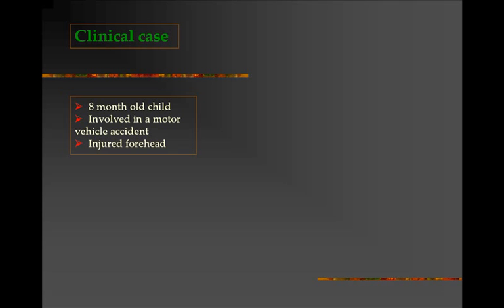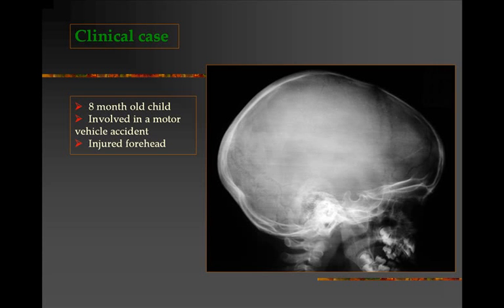Our next case is of an 8-month-old child who was involved in a motor vehicle accident and sustained injury to his forehead. A lateral X-ray of the skull is shown here. Note a radiolucent line running across the anterior part of the skull. This is an example of a skull fracture.